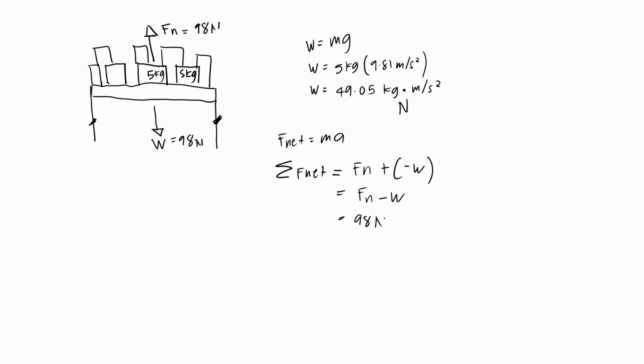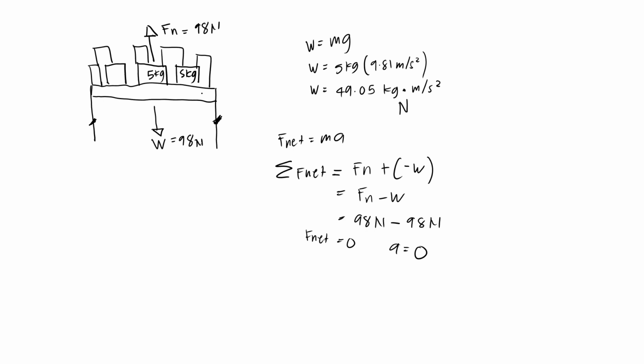We have 98 Newton, and the value for weight is 98 Newton, meaning that our net force is 0. If our net force is 0, guys, the object is either at constant velocity or at rest. Meaning if our net force is 0, then our acceleration is 0.